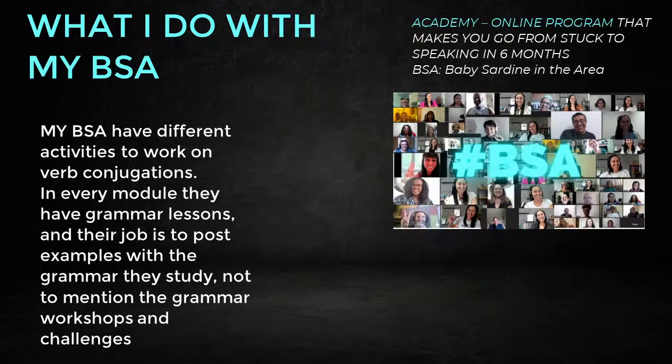As I said, my BSA have different activities to work on verb conjugations. They have the grammar lessons. They have to create examples to me with what they study. Not to mention grammar workshops. Last week, we also had a grammar workshop. My babies were very busy last week because we had group conversation class on Tuesday. And then on Thursday, we had a grammar workshop. So I am always trying to find new ways to study and review important grammar, tenses, and conjugations, and that's how they exercise their memory, so that the next time they speak, they get a little better and a little better until they're awesome, but always improving, always working on their communication skills.